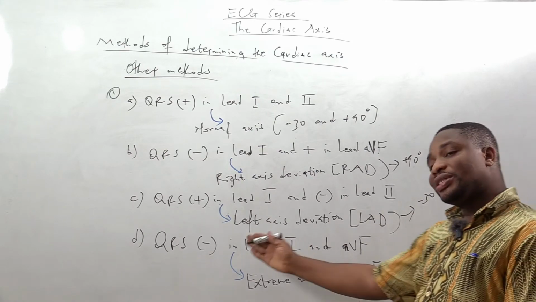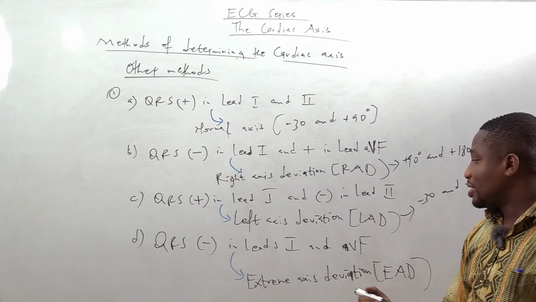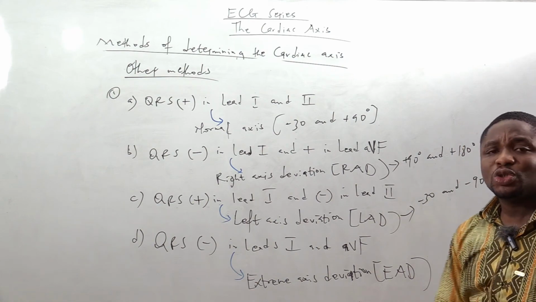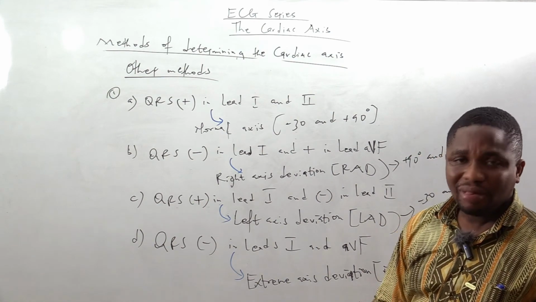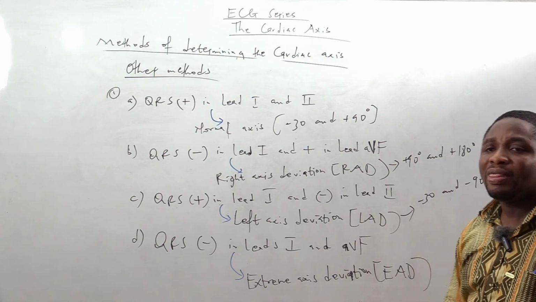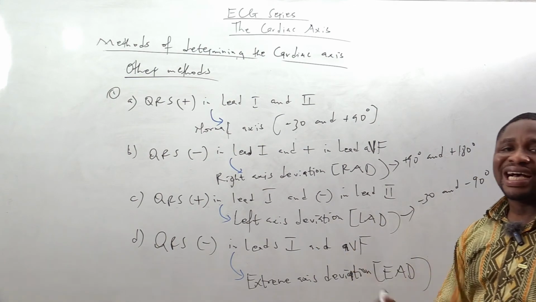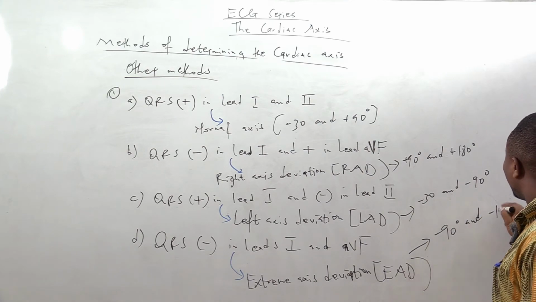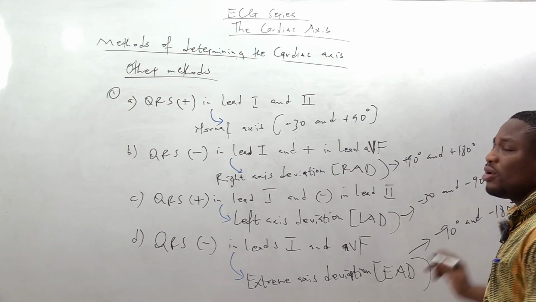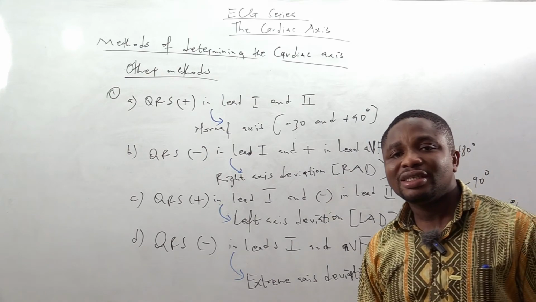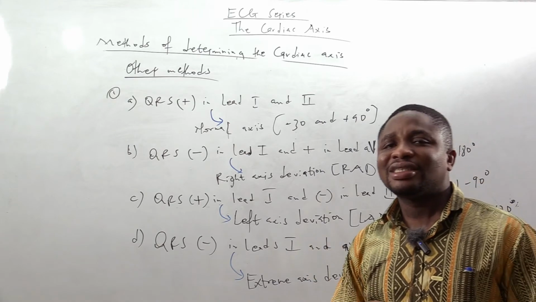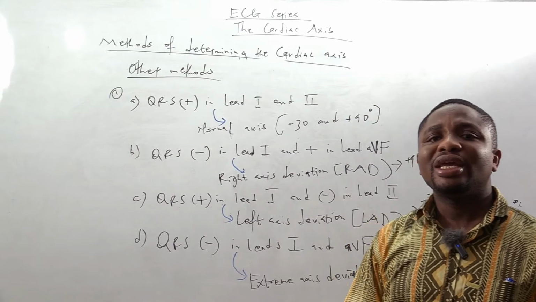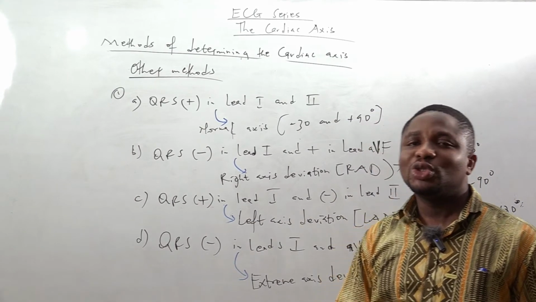Then finally, if the QRS complex has a negative charge in leads 1 and aVF, then you should know that the cardiac axis is experiencing what? An extreme deviation. That's what we call extreme axis deviation, which lies between minus 90 degrees and minus 180 degrees. I hope this is simpler. This is direct. But the other methods are also very good, especially the second approach. That is, the 3D analysis is the best. You want to use that always.